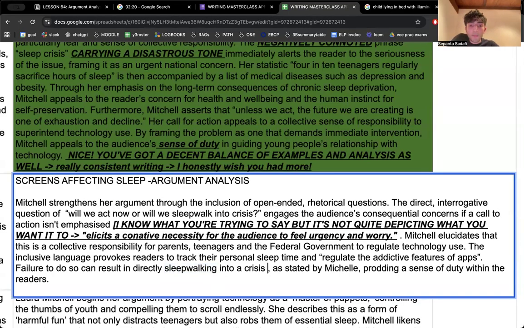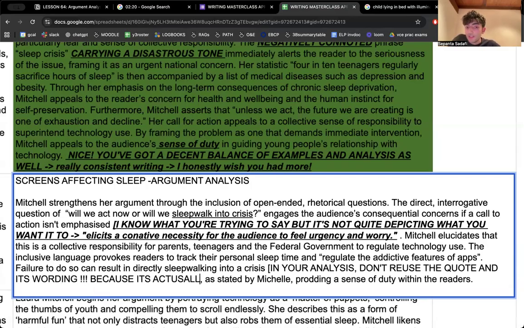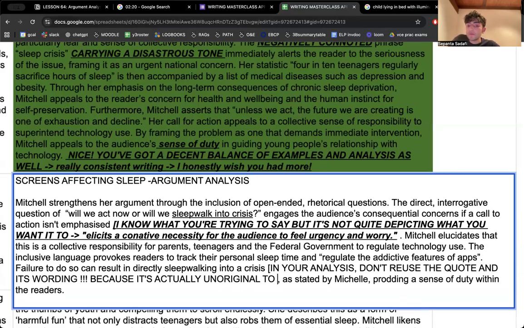Okay, now my issue is this, guys, look at this. In the quote itself, they've got sleepwalk into crisis. In your analysis, don't reuse the quote and its wording, right? There's no need for that because it's actually unoriginal to do that, okay?